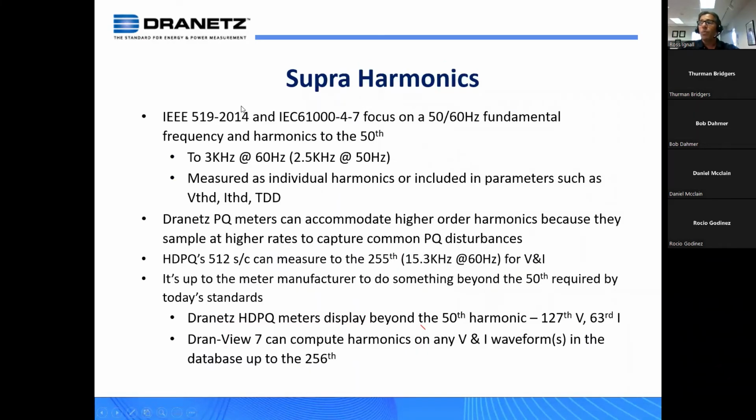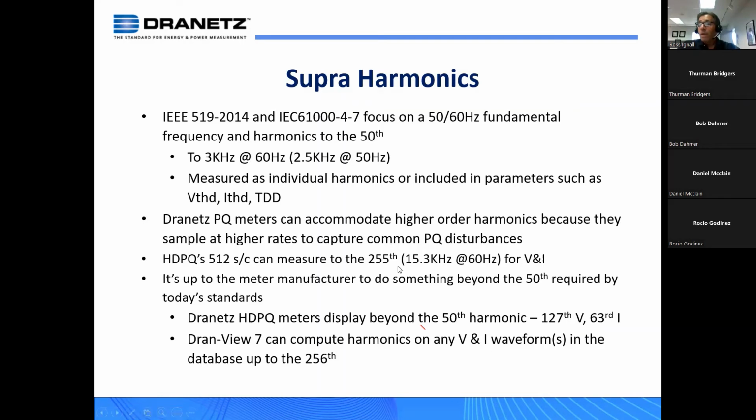So when we talk about the standards, 519/2014 and 61000-4-7, they focus on 50, 60 hertz fundamentals up to the 50th harmonic. And where that takes us is to about 3 kilohertz on a 60 hertz system and 2.5 kilohertz on a 50 hertz system. And they measure individual harmonics, or they're included in VTHD, ITHD, and TDD, as we touched on before.